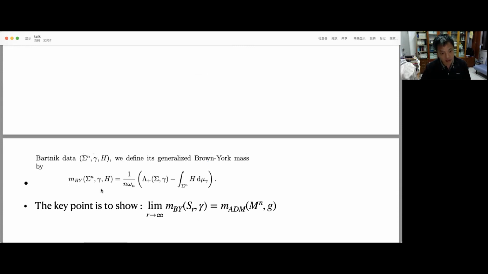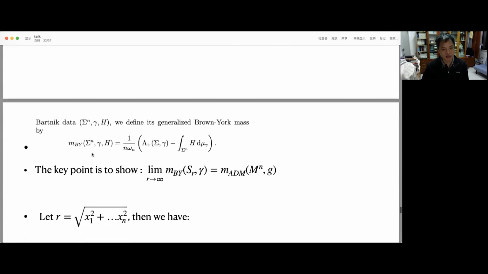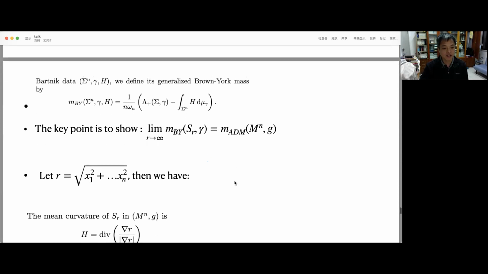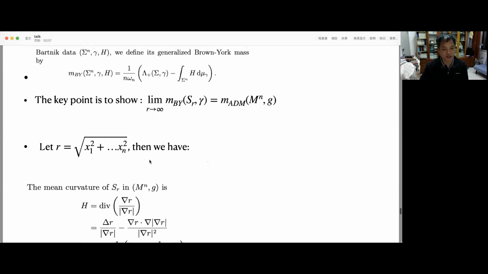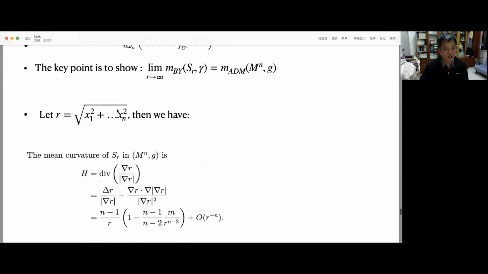We can define the quasi-local mass. We can define a generalized Bartnik mass like this. And by definition, such a Bartnik mass is always non-negative. So the key point is to show that the limit of those Bartnik masses for coordinate spheres is equal to the ADM mass. And now R is just the Euclidean distance. So let me show you why this is true.